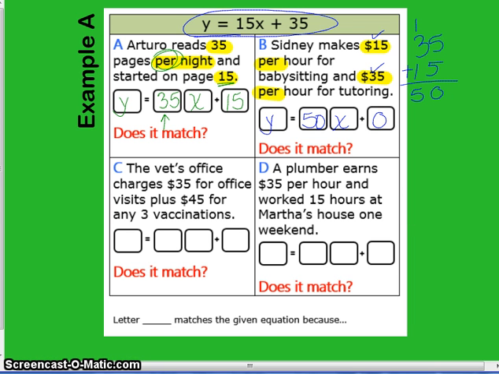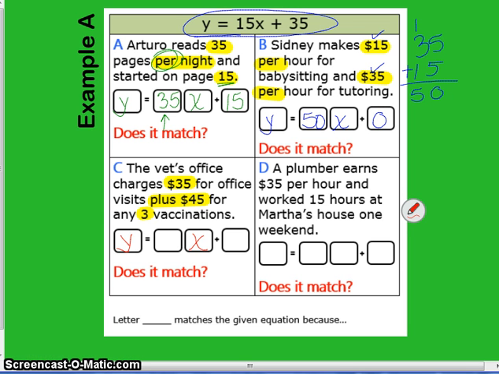Then I have letter C. It says a vet's office charges $35 for office visits plus $45 for any 3 vaccinations. So I'm going to take my highlighter again, and I know that it says $35. And then it says plus 45 for any 3 vaccinations. Okay, so I know first that I can fill in my y and my x, because that makes less boxes to fill in.